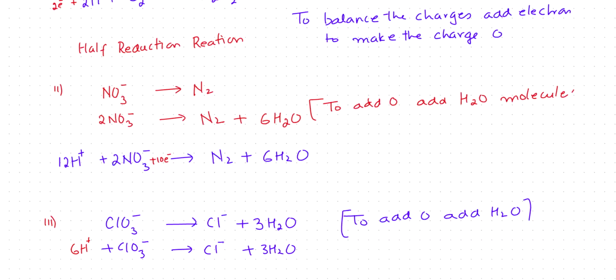The 6 positive charges we have, to make them 0, we add 6 electrons. The 6 negative and 6 positive, they become neutral, 0 charge. 1 negative left side, 1 negative right side, they cancel, and this equation is balanced. I hope now you understand how to balance this equation.